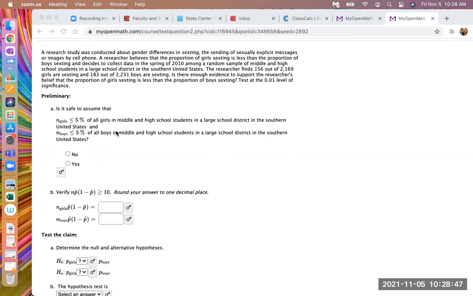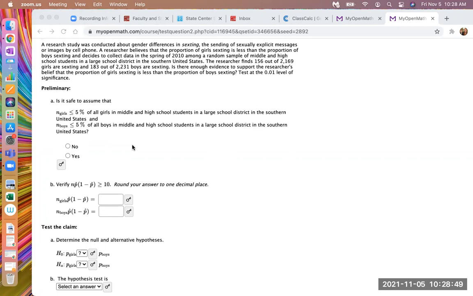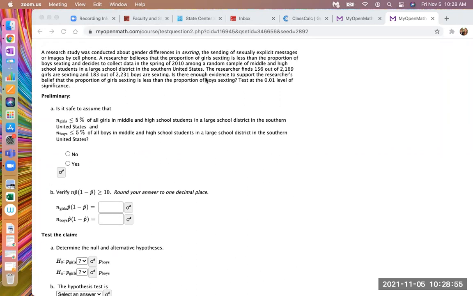Test at the 0.05 level of significance. So right away, they kind of make the claim here. They say, is there enough evidence to say that the proportion of girls is less than the proportion of boys? Because they mention the proportion of girls first, I have a tendency to write that first. I'm nearly just translating straight from the words into a math sentence, the shorthand math version.